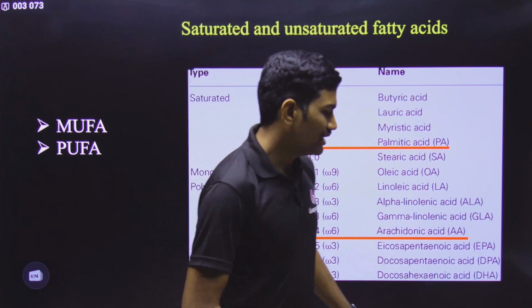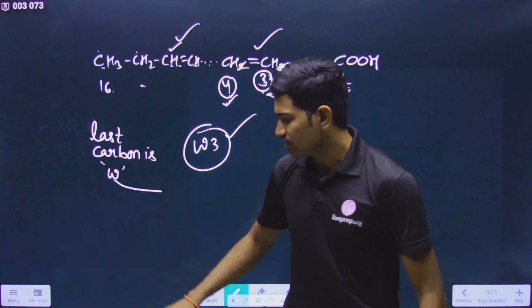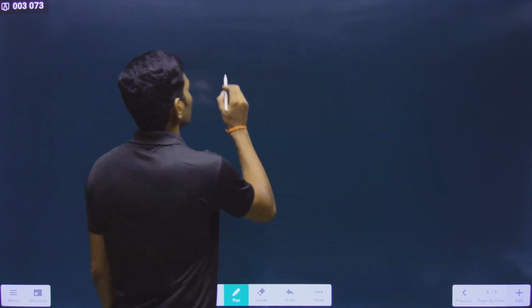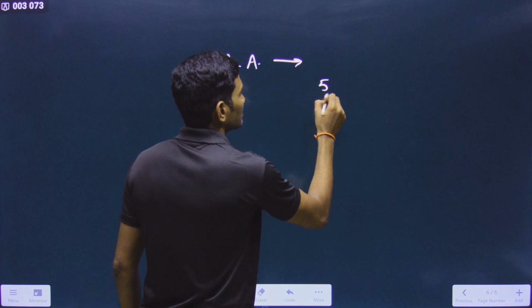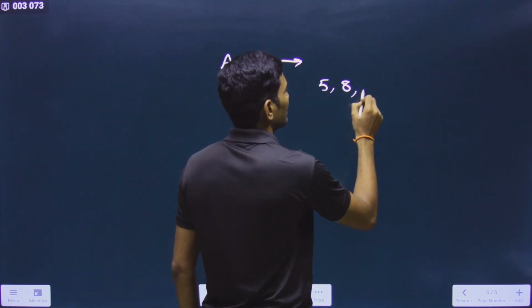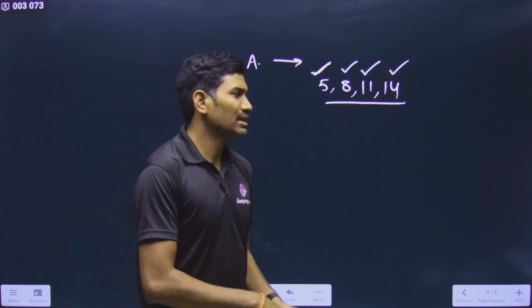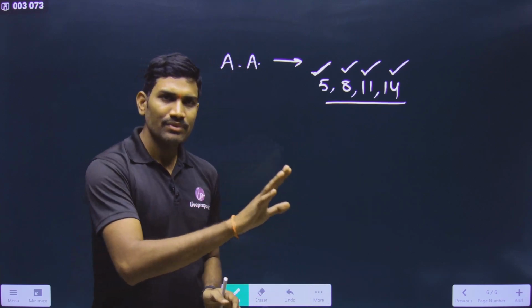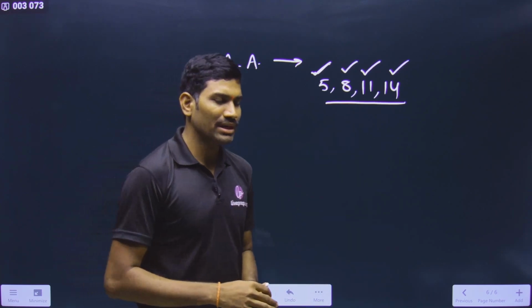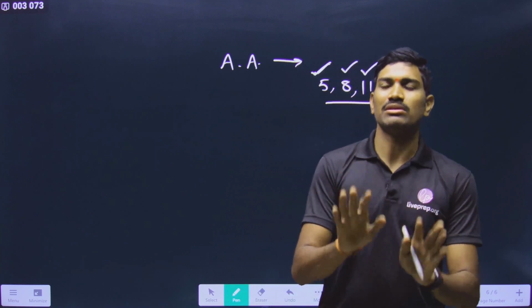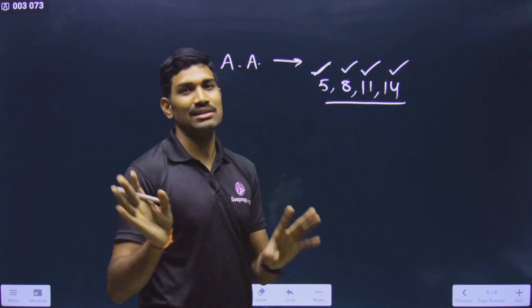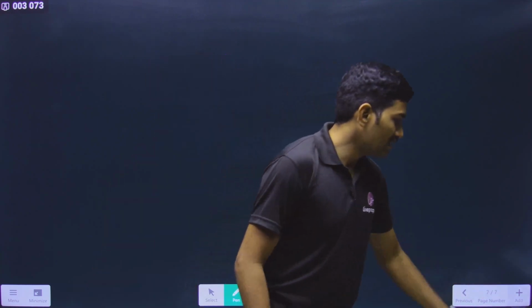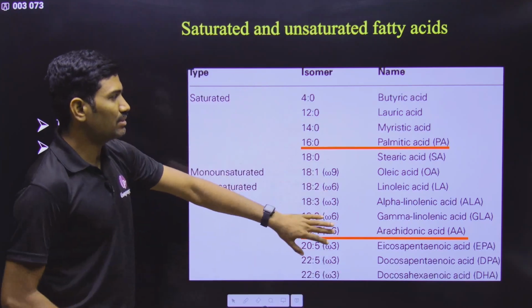If you want to observe this carefully, in the case of arachidonic acid, it has unsaturations at 5, 8, 11 and 14. At these positions, double bonds are present. Don't worry about the omega and all. These numbers are also optional. If you want to remember, fine, or else leave it. But please remember that arachidonic acid is an example for polyunsaturated fatty acid. That's it. This is some basic information.